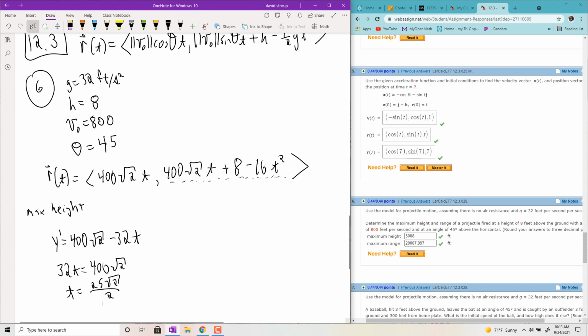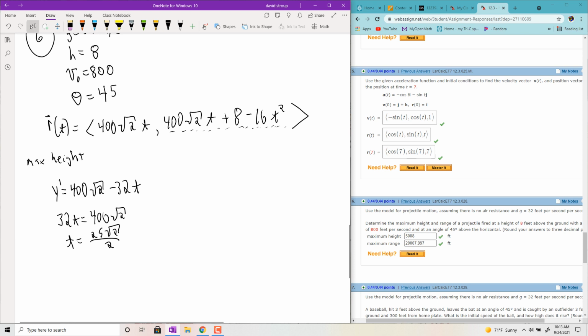Okay, then I'm going to plug that back into the y function, and you end up with y of 25 root 2 over 2 equals whatever that is. And I already figured it out earlier. It's 5,008 for the max height. Okay, and it's in feet.